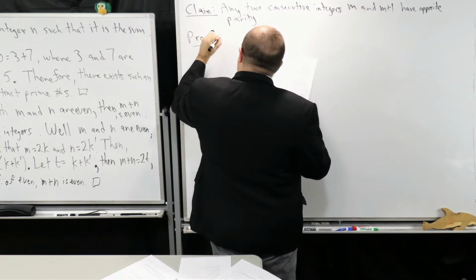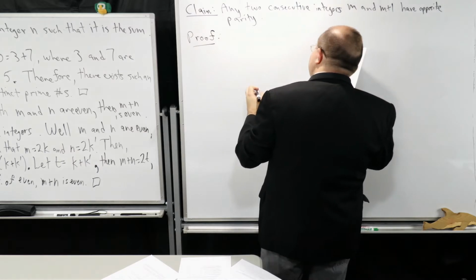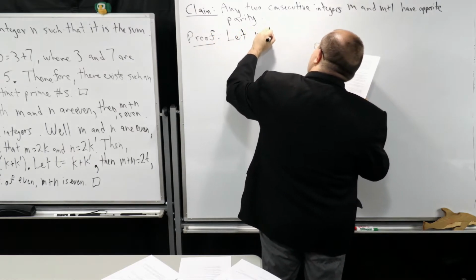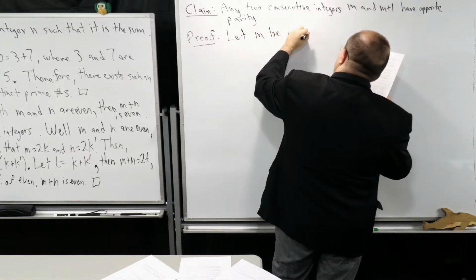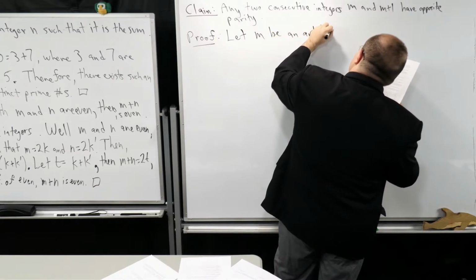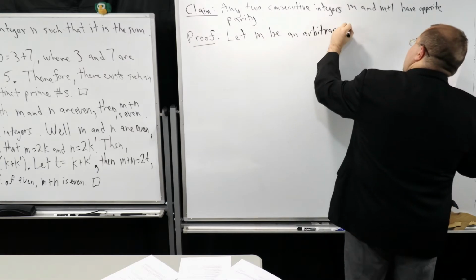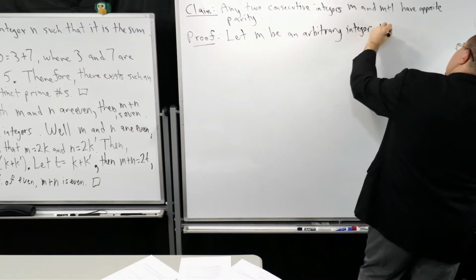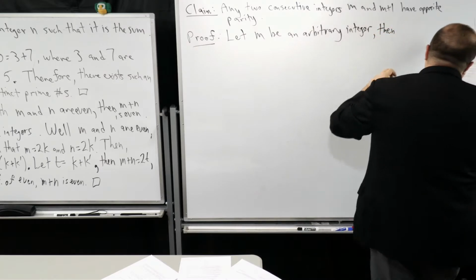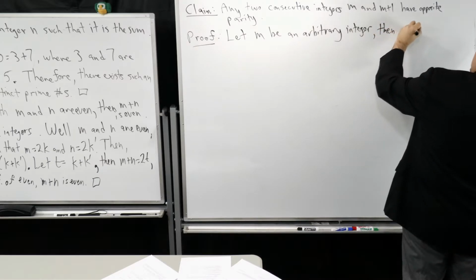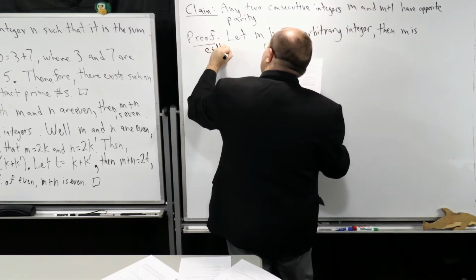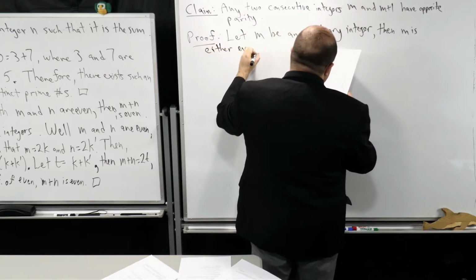So let's prove this claim. I'm going to show you how you can do this with this case-based approach. Let m be an arbitrary integer. Then m is either even or odd.